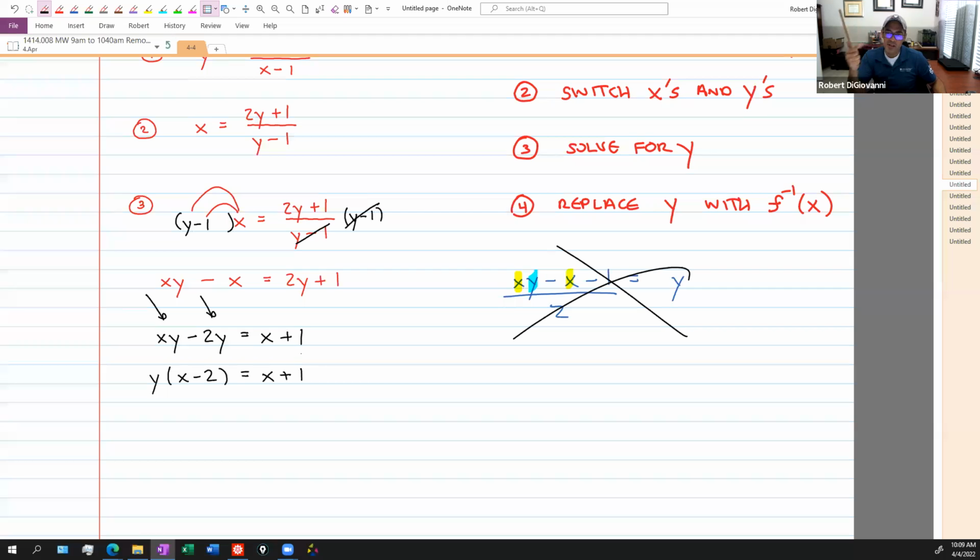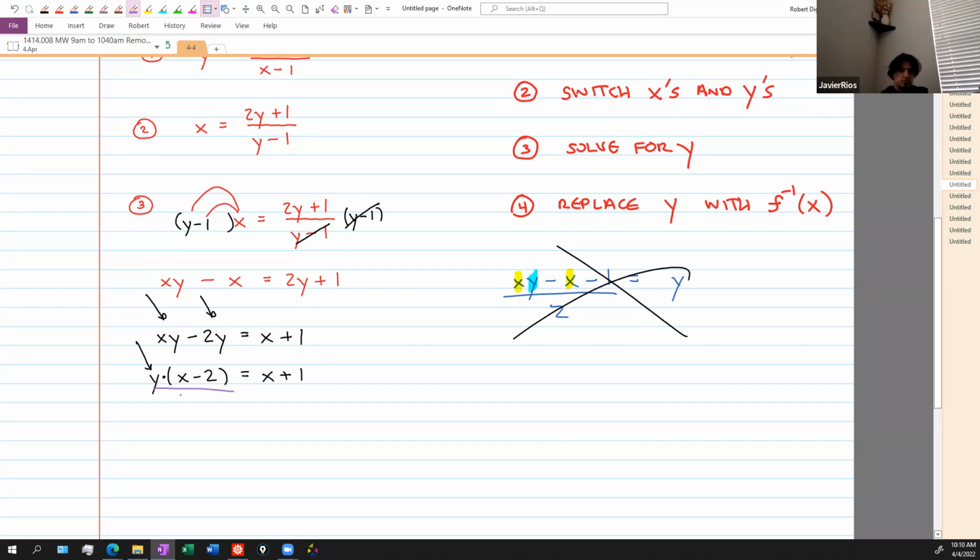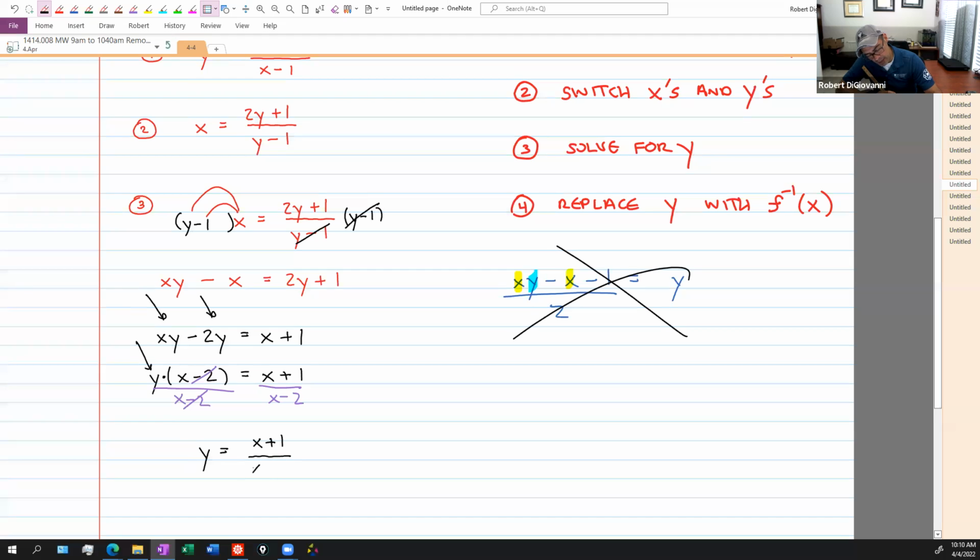That was like a greatest common factor, right? I pulled out the y. Now, how could I get that y by itself? I have multiplication times that thing in parentheses. So how can I undo that? Divide by, not by y, we want to leave y there. So divide by x minus 2. We're going to divide by x minus 2 here and here. They'll cancel, and you'll be left with y equals x plus 1 times x minus 2.